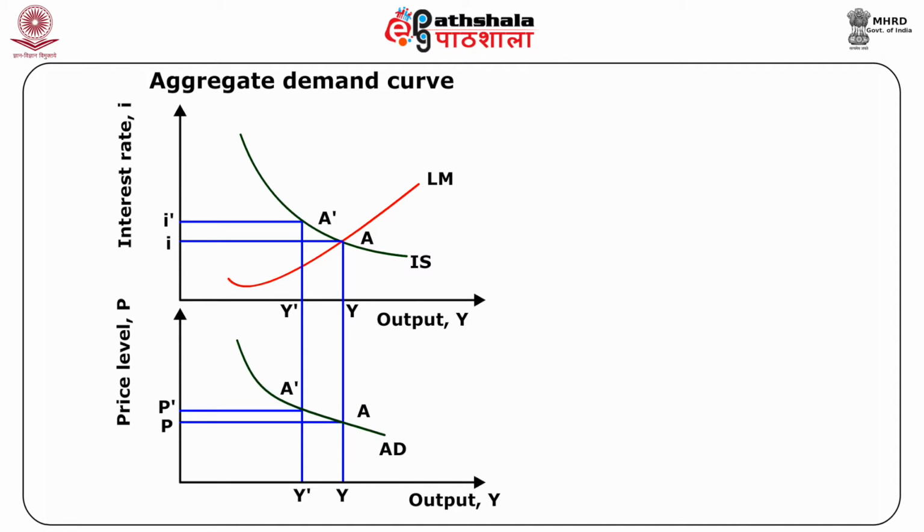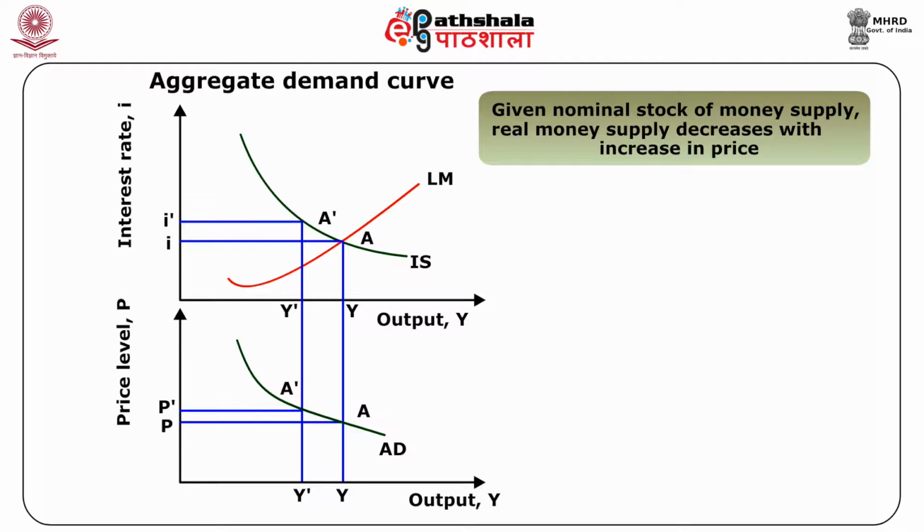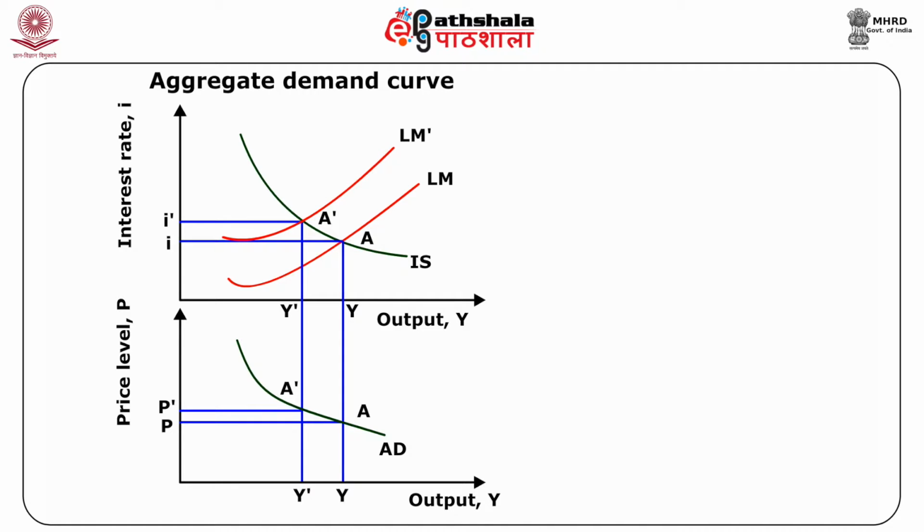Now suppose the price level increases from P to P'. Given the nominal stock of money supply, the real money supply decreases with the increase in price. The LM curve shifts up, as at a given level of output, due to the decrease in real money supply, the interest rate increases. The economy moves along the IS curve and the new equilibrium is established at A'. The interest rate increases from i to i'. Output decreases from Y to Y'.